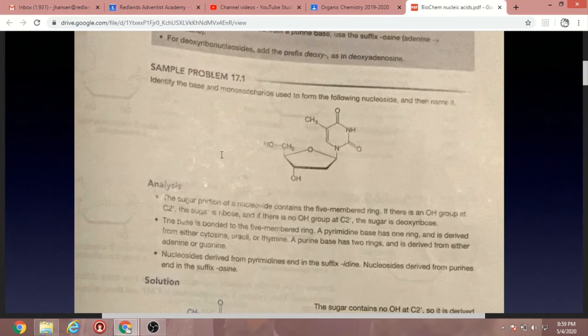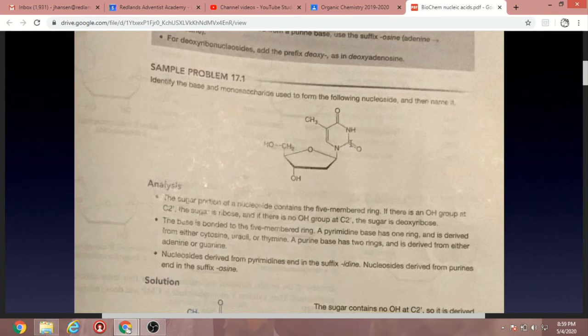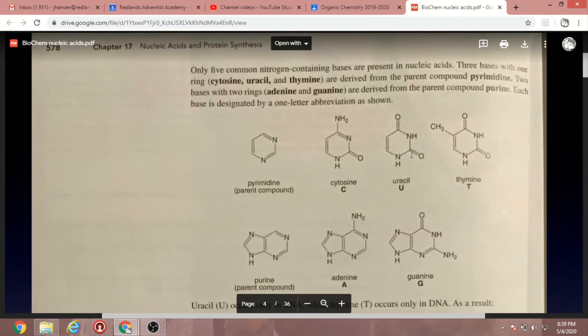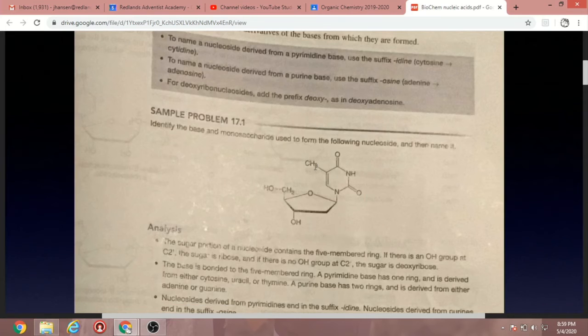So here's a sample problem. It says identify the base and the monosaccharide used to form the following nucleoside, and then name it. Okay, so the base, you just have to look at it, and it's kind of like a Where's Waldo game. Which one does it match up with? Well, you can see that it matches up with thymine, because of the two ketone groups and the methyl group. It's a one-ring structure. That's thymine.